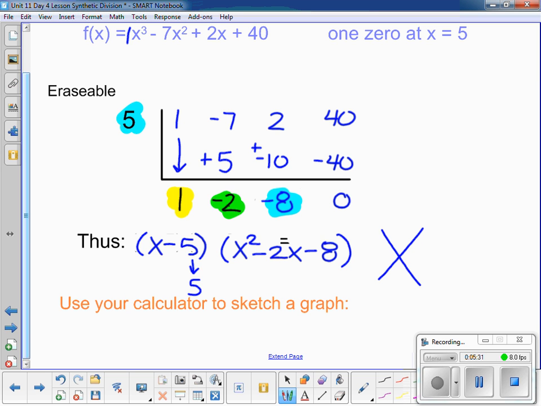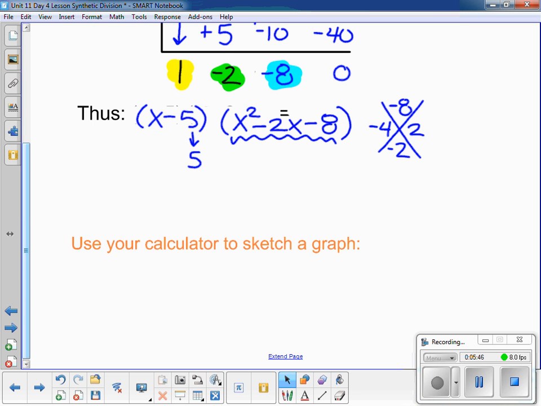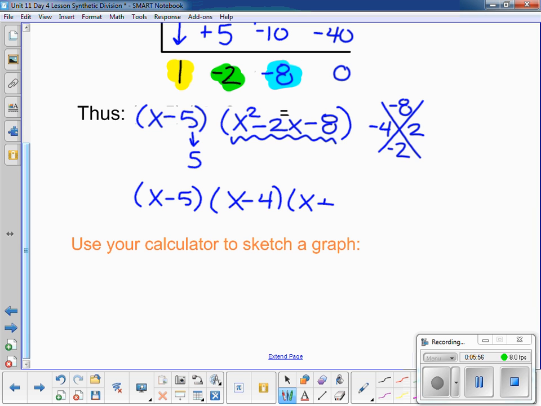So I'm going to use my diamond, and I'm going to factor this. I get a negative 8 on top and negative 2 on the bottom, and my factors are negative 4 and positive 2. So my final answer, I'm keeping the x minus 5 because they already told me a root was at 5. And now I'm going to write this out in factored form, which is x minus 4, x plus 2.